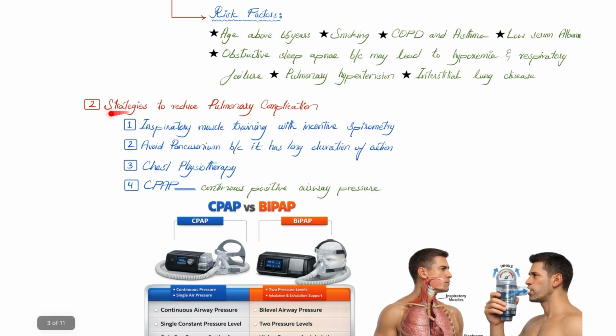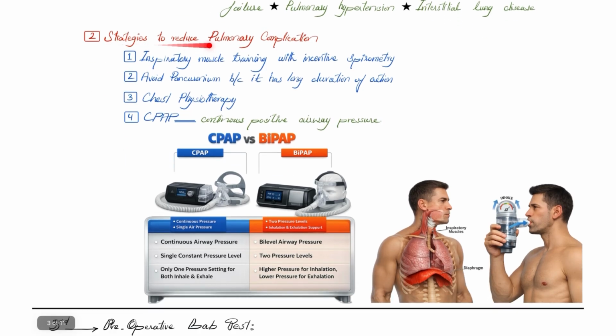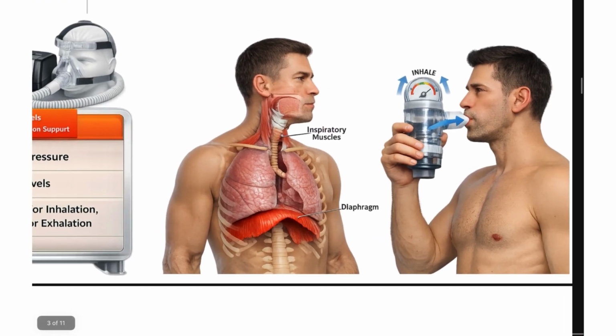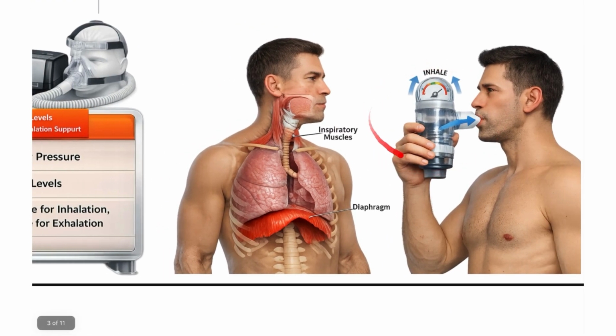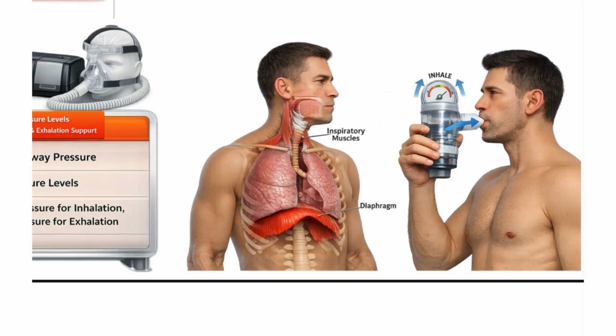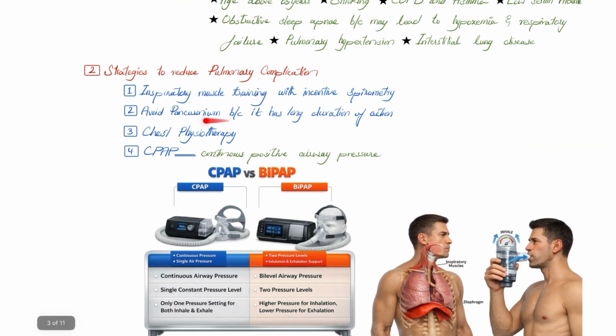Then when you find those risk factors or some of the symptoms, you have to make plans and strategies to reduce pulmonary complications. Number one, you have to ask the patient to do inspiratory muscle training with incentive spirometry. As you see in the image, the guy is holding the incentive spirometry in his hand and he is practicing and training his inspiratory muscles. Second, you have to avoid pancuronium because it has a long duration of action. Third, before surgery and before induction of anesthesia, for some weeks the patient has to take multiple sessions of chest physiotherapy, and you can give continuous positive airway pressure.